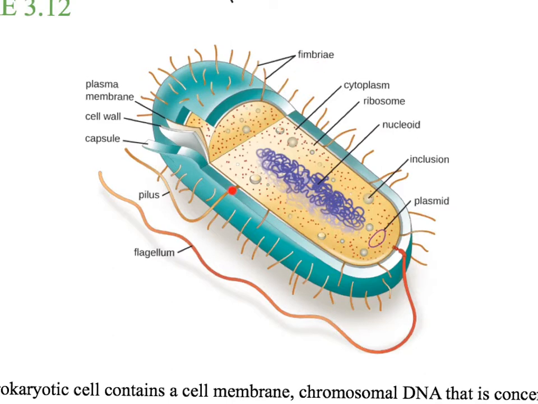And then over here we have a pilus, which is sort of like a giant fimbriae, so it's also a protein structure, and its role is actually to exchange DNA with other cells, and then we'll talk about it later. I think that's all the structures. So one of the nice things about a prokaryotic cell is it's very simple.